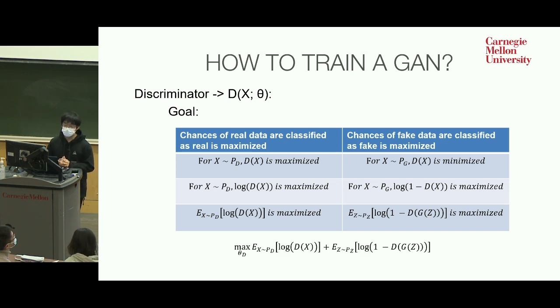And the goal of the discriminator becomes the following function, because it wants to maximize this one. It's just trying to maximize the summation of these two, which is the end of this part. Any question? We're just basically covering what has been covered last Wednesday.